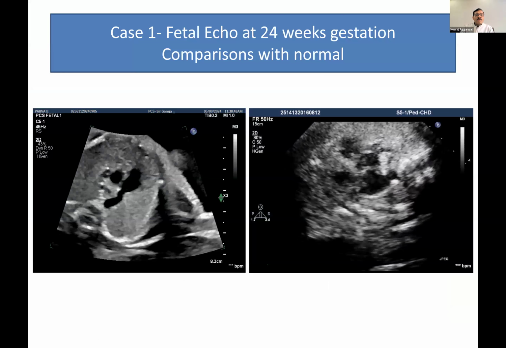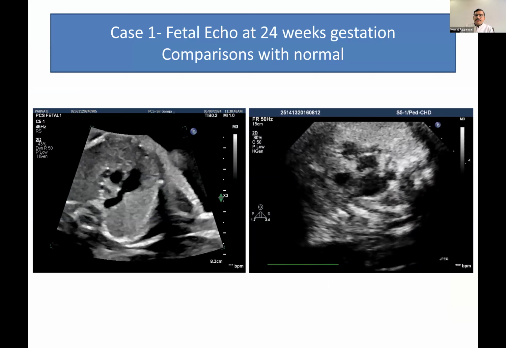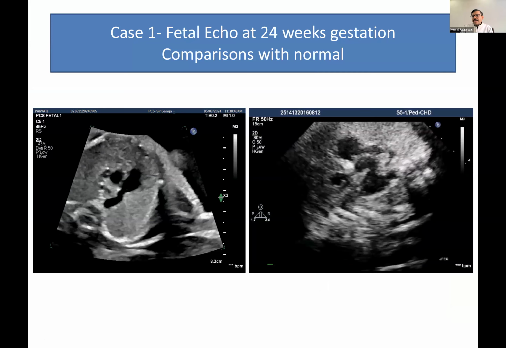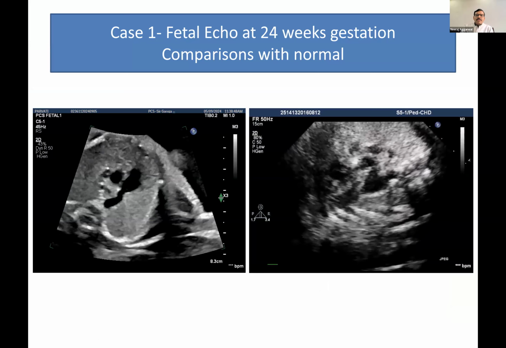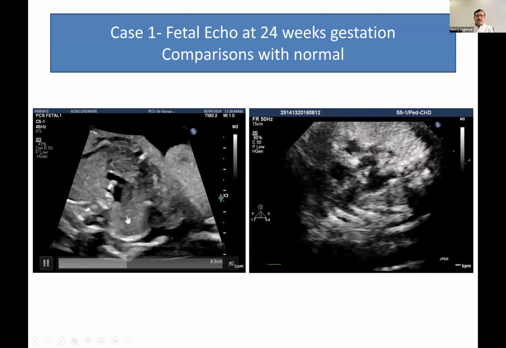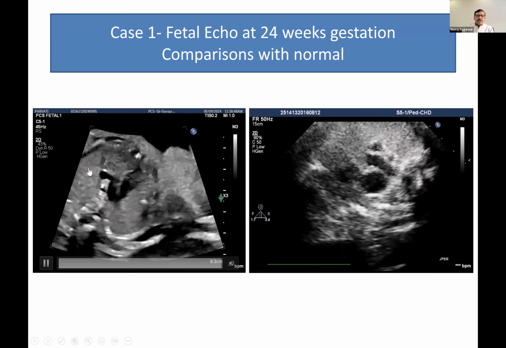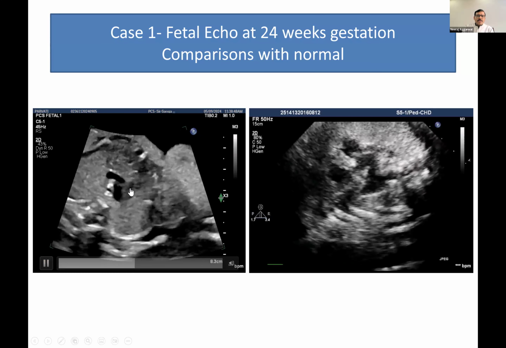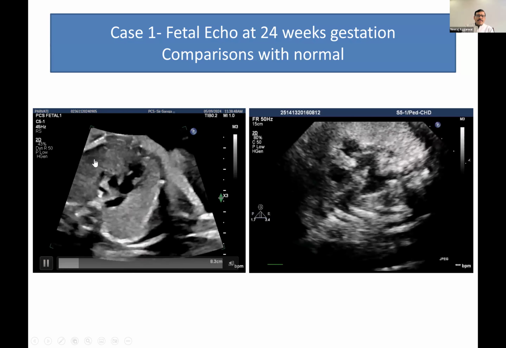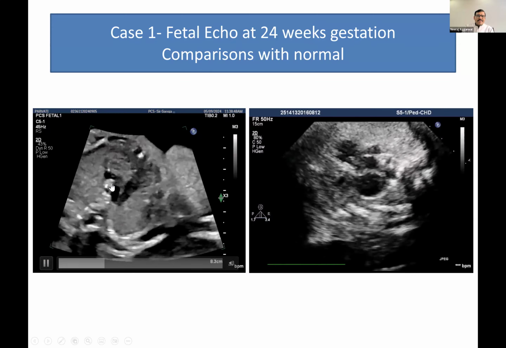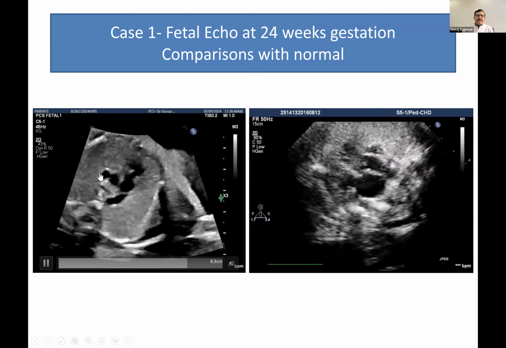Starting with the first case, to give a glimpse, we all know PS can be diagnosed in fetal life. This is a fetal echo at 24 weeks gestation. You can see two short triple vessel views. The one on the left side shows PA, aorta and SVC, the PASS algorithm. This is a normal fetus, where the pulmonary artery is normal sized and slightly bigger than the aorta, and the aorta is bigger than the SVC.